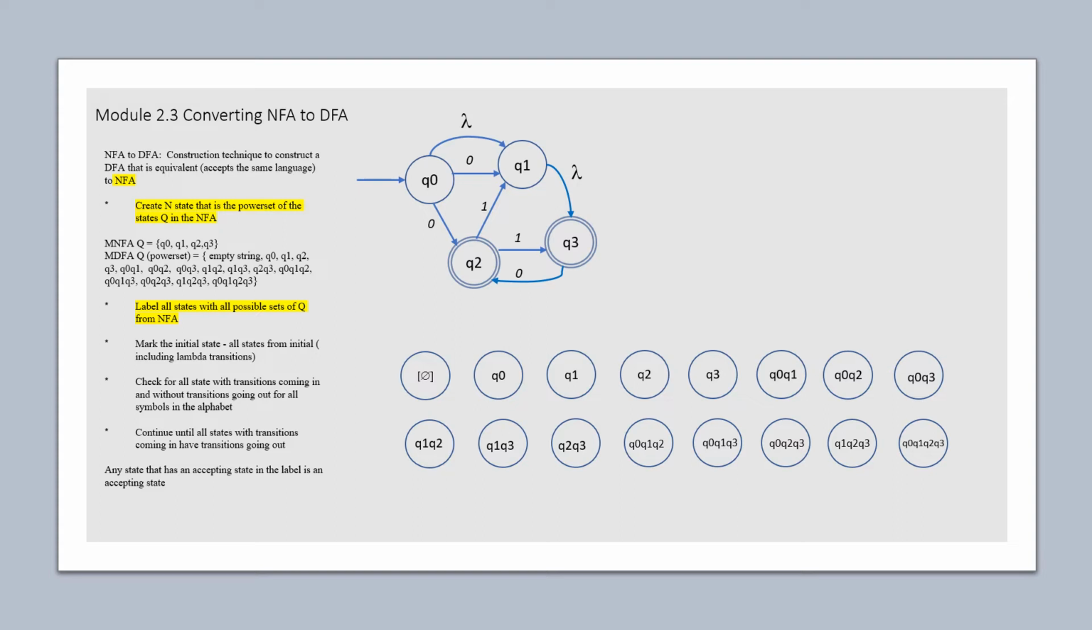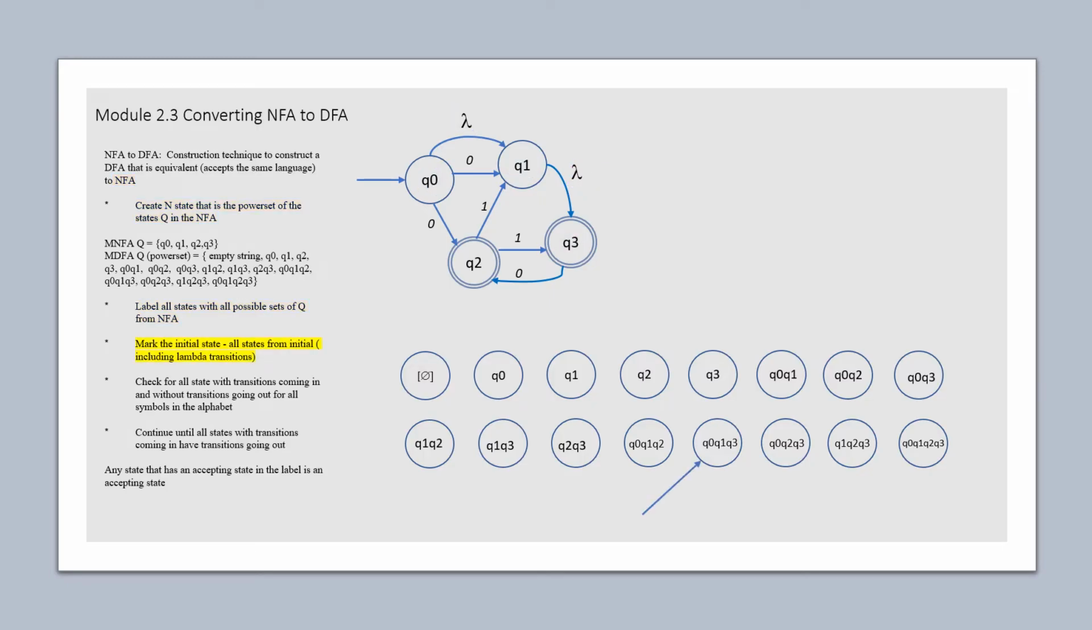Now we're going to figure out what our initial state is. Well, on the NFA, the initial state is Q0. However, if you notice, we have this lambda transition here, so we have to include Q1 in our initial state. And we have another lambda transition here, so we have to include Q3 in our initial state. So our initial state is actually Q0, Q1, Q3.